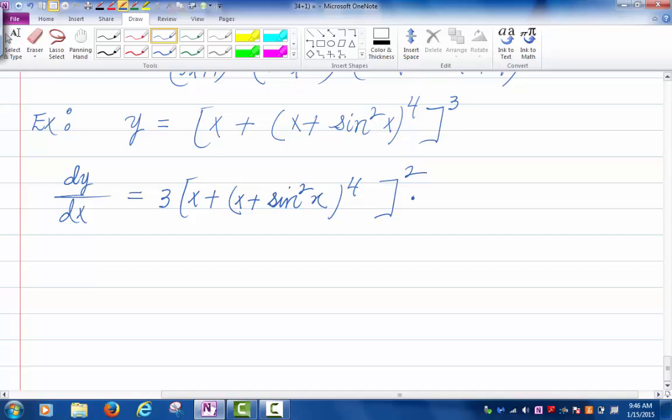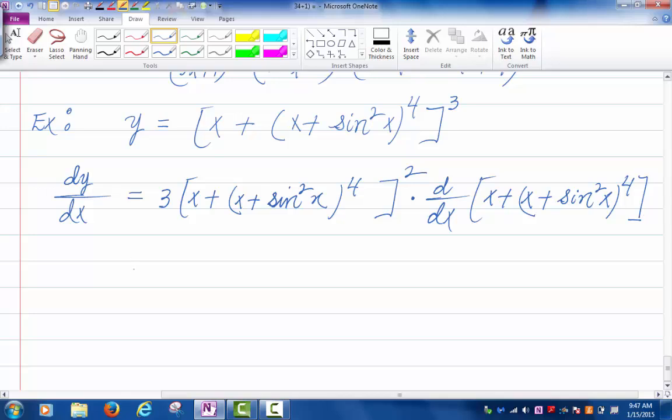But however, the quantity inside the brackets is not just x, so I have to take the derivative of that and multiply. So I have to take the derivative of the quantity inside the brackets. So this is x plus sine squared x to the 4. Again, I'm showing you as many steps as I can. You don't have to show all this. You can do it in one line if you want, if you can. So this is x plus sine squared x to the 4.